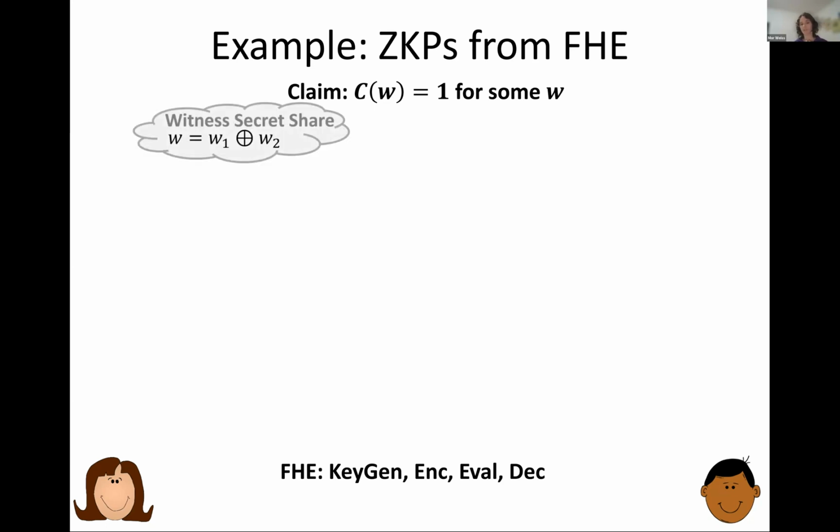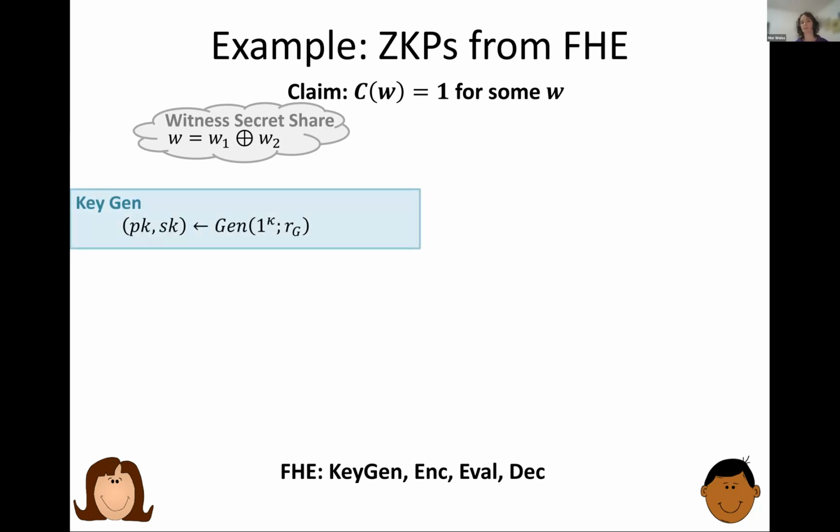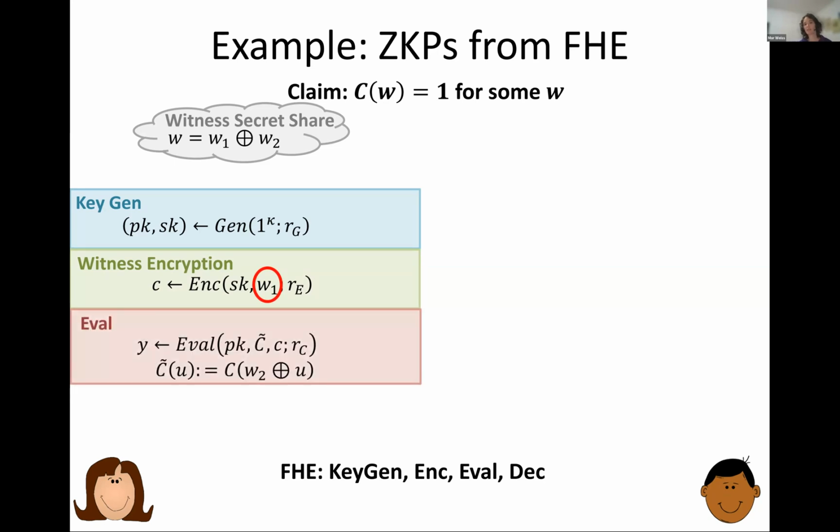So this is how we generate the proof. The prover first secret shares the witness in her head. We only need to share into 2 witness shares. Now the idea is to somehow use the algorithms of the FHE to evaluate the circuit over the witness. So the first thing the prover does is run the key generation algorithm in her head to set up the scheme. She then encrypts the first witness share. She then uses the evaluation algorithm to evaluate the circuit over the witness.